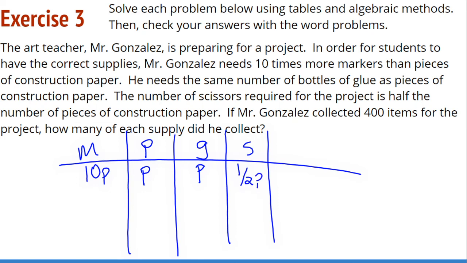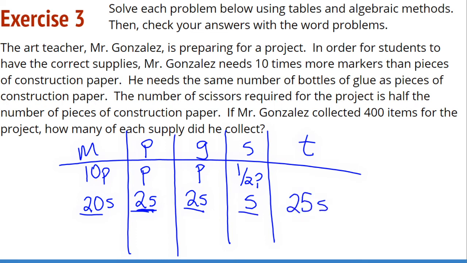And I've got a total here that is going to be 400. Well, I noticed that I was thinking that the paper was the smallest unit, but in reality it was the scissors. So I'm going to come back here and say that I've got the scissors, and the glue is double the scissors, and the paper is double the scissors, and I need to multiply this paper times 10 to get the markers. So that's 20 of the scissors. And altogether I've got 20 plus 2 is 22, plus 2 more is 24, plus 1 more is 25. I've got 25 of the scissors is my total.